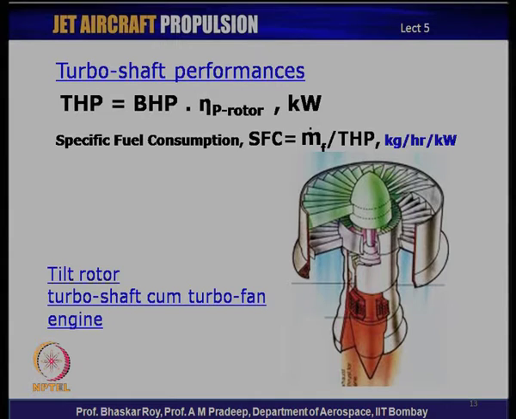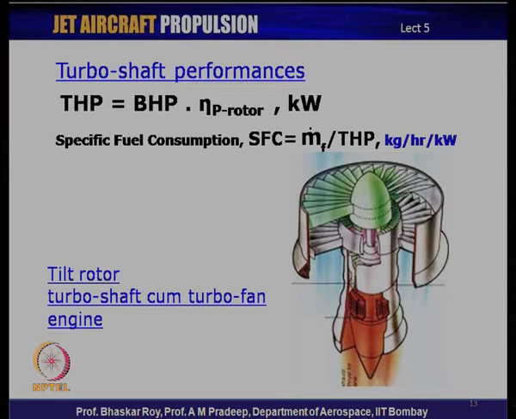The performance of a turboshaft engine can be simply written down in terms of THP equal to BHP times the propulsive efficiency of the rotor, and is expressed in kilowatts. The specific fuel consumption can be written as m dot f divided by the THP, and is expressed in kilograms per hour per kilowatt. So, turboshaft and turboprop engines both have power as the specification of the engine, and SFC is shown in terms of kilograms per hour per kilowatt.